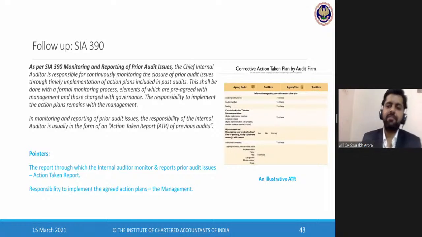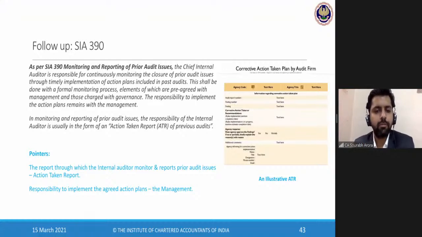Follow-up. This is a very important point, and it is dealt with by Standard on Internal Auditing 390, monitoring and reporting of prior audit issues. So the chief internal auditor is responsible for continuously monitoring the closure of prior audit issues through timely implementation of action plans, including past audits. If some action plan was decided with the management in a past audit, you have to maintain a tracker. An illustrative example could be this action taken report.